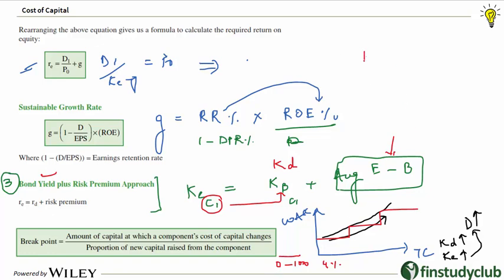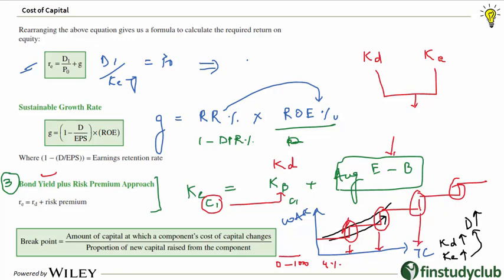What I'm trying to say is the slabs given for cost of debt and slabs given for cost of equity, both put together will decide at how many levels this break comes in. So this break point is the amount of total capital at which the WACC curve, which was flat so far, suddenly changes its tangent and then again becomes flat. So keep that in mind.